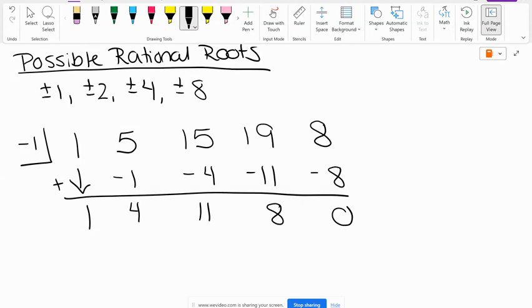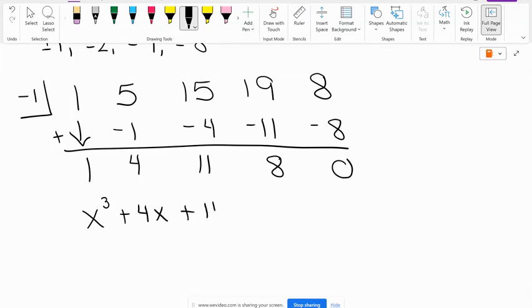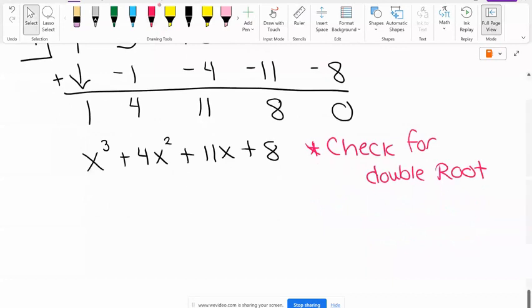Did this work out as a factor? Or a root, I should say. Yes. Now this is down to a degree of 3. So this is x cubed plus 4x squared plus 11x plus 8. I'm going to check for a double root. The way I check for a double root is to take this and put in negative 1 again.